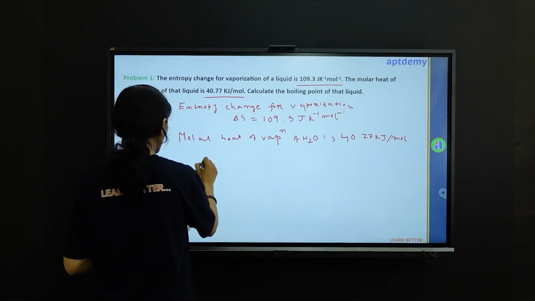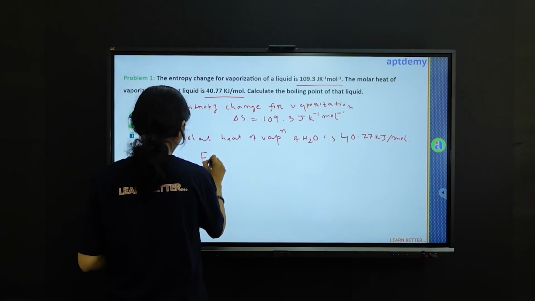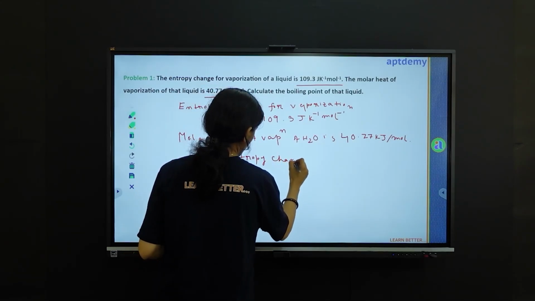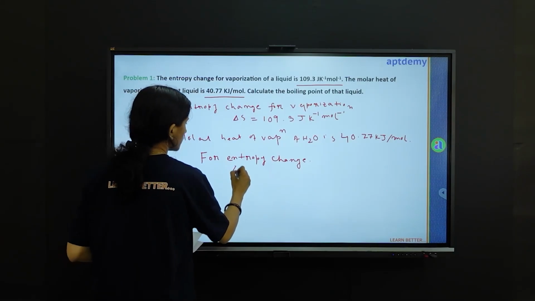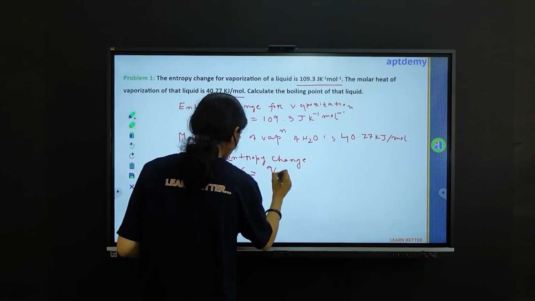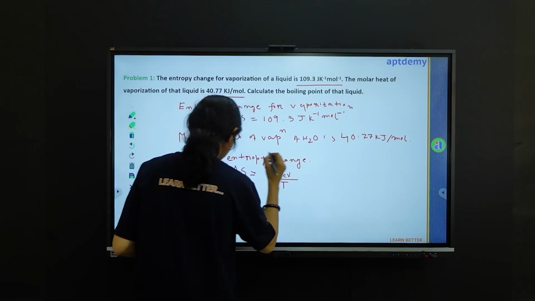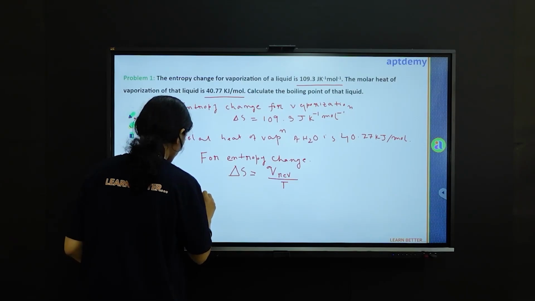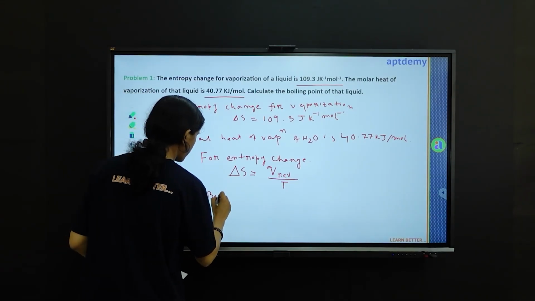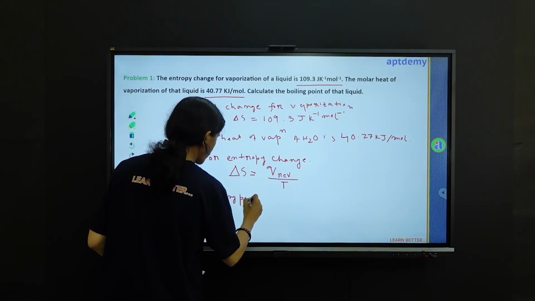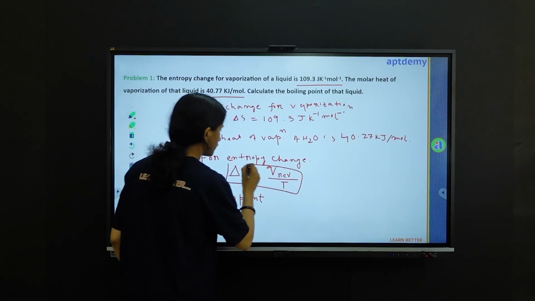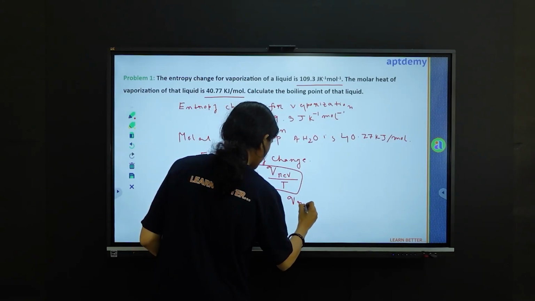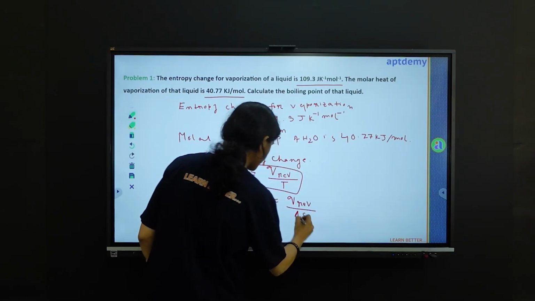Now, what do we know from the entropy change? What is the formula that we are going to use here? That delta S is equal to Q reversible divided by T, right? And now this T we will consider as the boiling point or boiling temperature. So the T, or you can write boiling point, from the equation that we know, can be written as Q reversible divided by delta S, right?